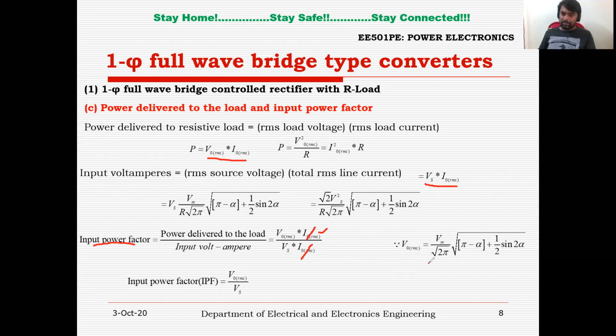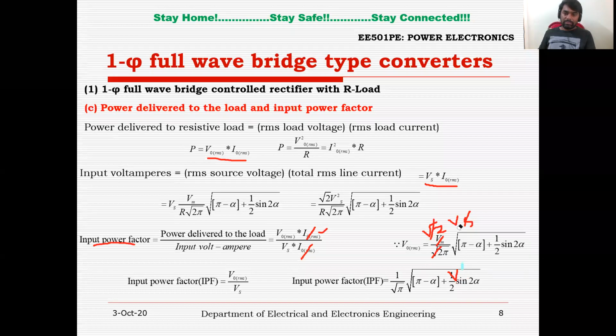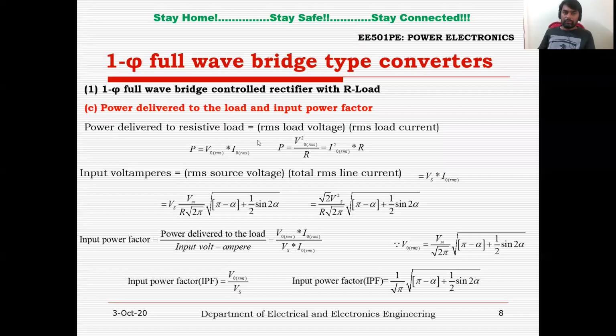So we know that V naught RMS is this much, just now we have derived. This multiplied by 1 by Vs will give input power factor. Vm, we all know that it is root 2 times Vs. Vs in the numerator, Vs in the denominator will get cancelled. Root 2 will get cancelled. So we are left with the value 1 by under root pi minus alpha plus 1 by 2 sin 2 alpha. Right? So this is about a full wave controlled converter in bridge type configuration with R load.